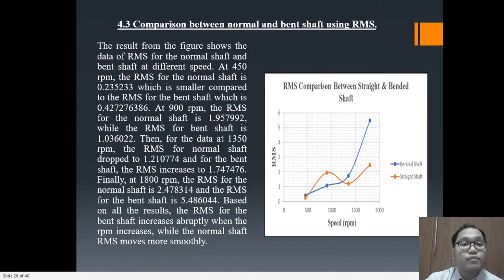Next is the comparison between normal and bend shaft using RMS. So from this graph, we can see that the RMS for the bend shaft increases abruptly when the RPM increases, while the normal shaft RMS moves more smoothly. The blue one is the bended shaft and the orange one is the straight shaft.